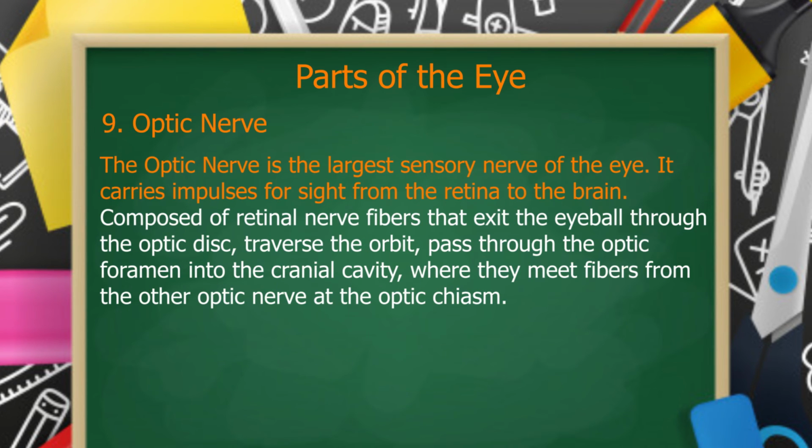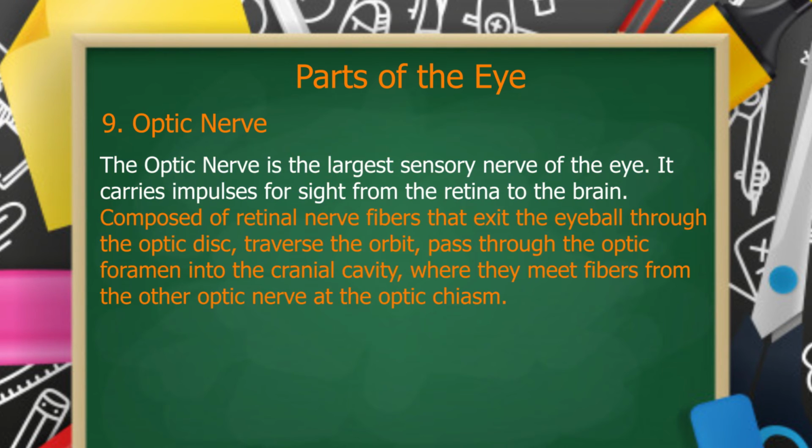Optic nerve. The optic nerve is the largest sensory nerve in the eye. It carries impulses for sight from the retina to the brain. It is composed of retinal nerve fibers that exit the eyeball through the optic disc, traverse the orbit, pass through the optic foramen into the cranial cavity, where they meet fibers from the other optic nerve at the optic chiasm.